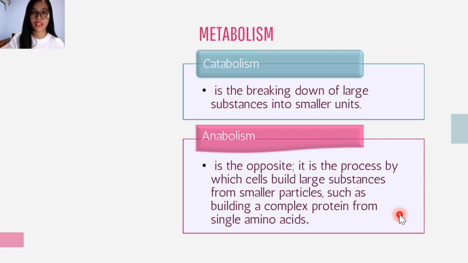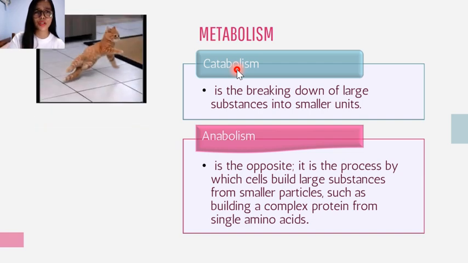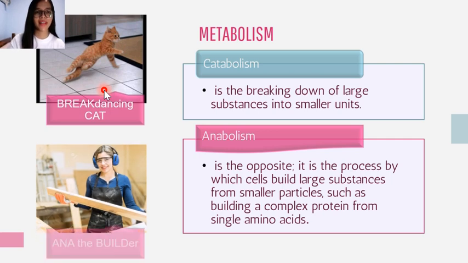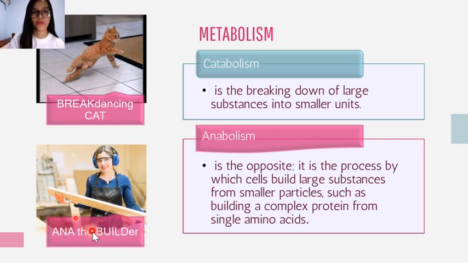a single amino acid. Okay, so just so you can remember what catabolism and anabolism are, I would like to give you a sort of visual mnemonic. Okay, so for your catabolism, just remember this break dancing cat. Cat, because it involves the breaking down of large substances. And then you have Anna the builder, for anabolism, because anabolism is about building large substances from smaller particles.